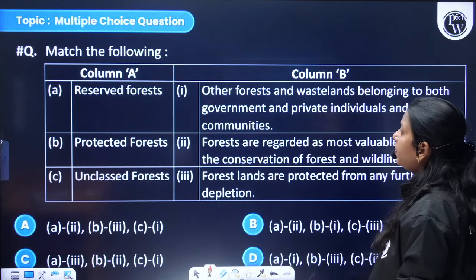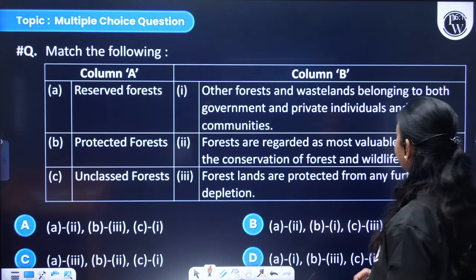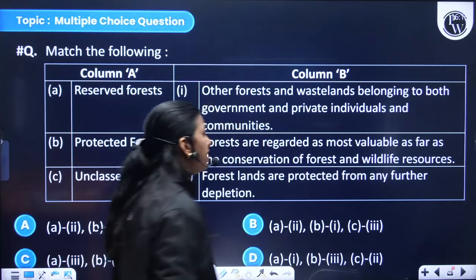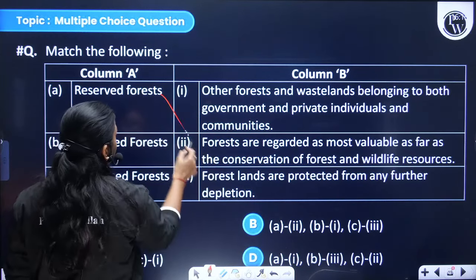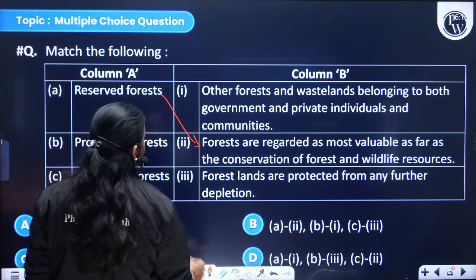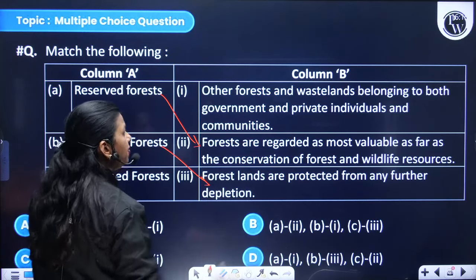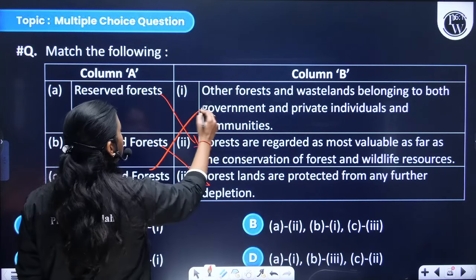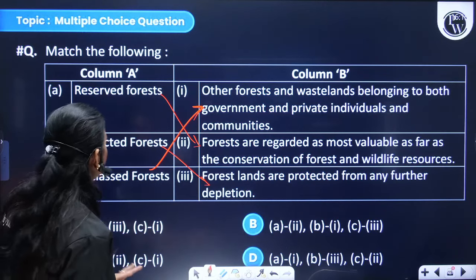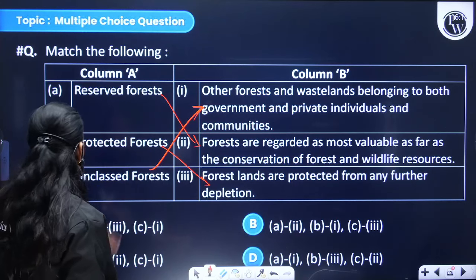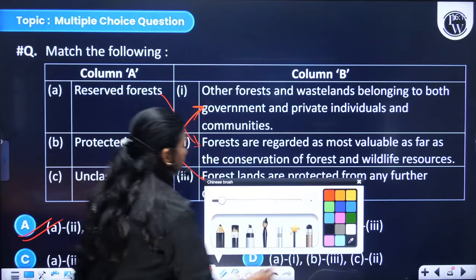Match the following. Reserved, protected and unclassed forest. Reserved forest: forests are regarded as most valuable as far as the conservation of forest and wildlife resources is concerned. A2, protected forest are lands protected from any further depletion, agreed. Unclassed: other forest and wasteland belonging to both government and private individuals and communities. A2, B3, C1. Option A is our answer.